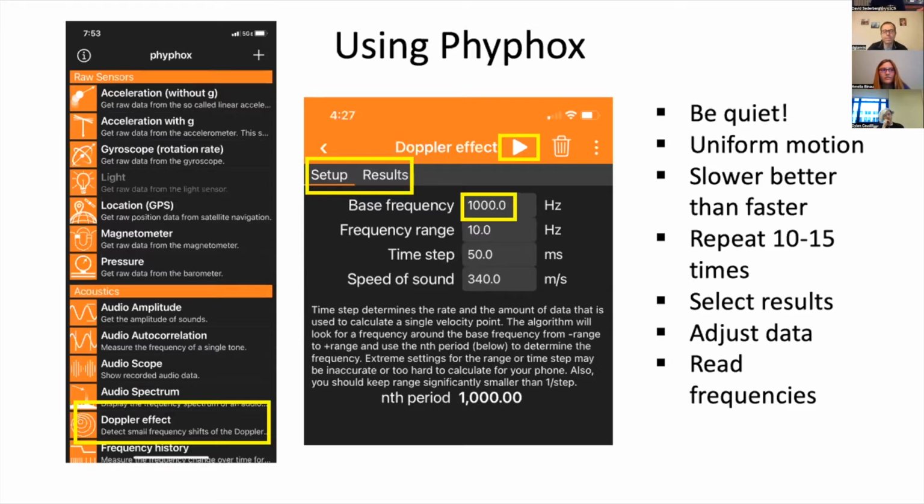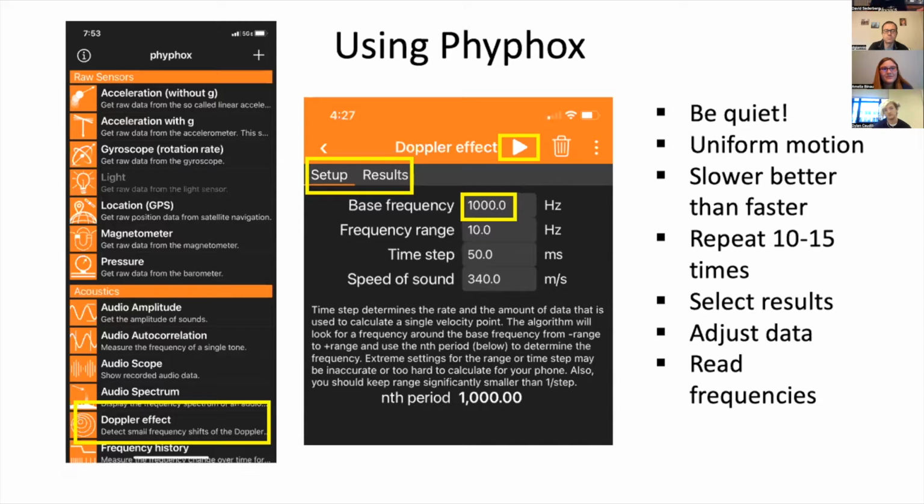Once you run your experiment, you'll just hit the yellow arrow. Once you run the experiment, you'll click results, and the TAs will go over what to do with your data. A couple of things that you want to know beforehand. This is a sound sensitive experiment, so extra noises, little brothers and sisters and dogs and things are going to have an effect on your results.